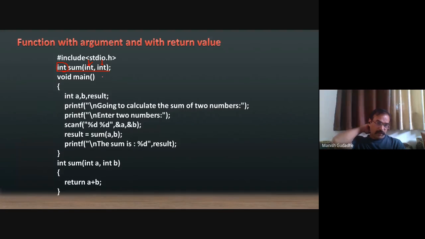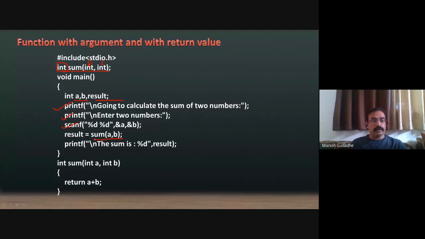Now, whenever sum is called, I must make sure that it takes two arguments, both should be integers, and it will return an integer value, so it must be collected somewhere. So the syntax will not be similar to the previous one, because in the previous case we were not returning a value. Now we are trying to return a value. In this case, A and B are declared, result is declared, these two statements are printed, and this is going to take the A and B values. Now we have a function called sum. Result is equal to sum of A, B.